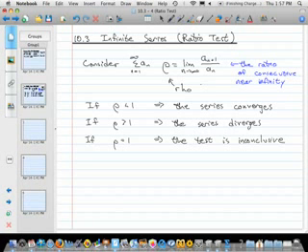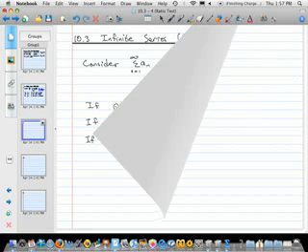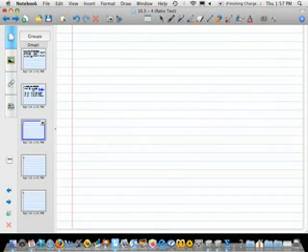All right, so let me just apply this to one example, and then that'll be the end of this film. So what we're going to do is, well, let's consider this series. So consider, say, the sum of 1 to infinity. What is that? 2 to the n plus 5.